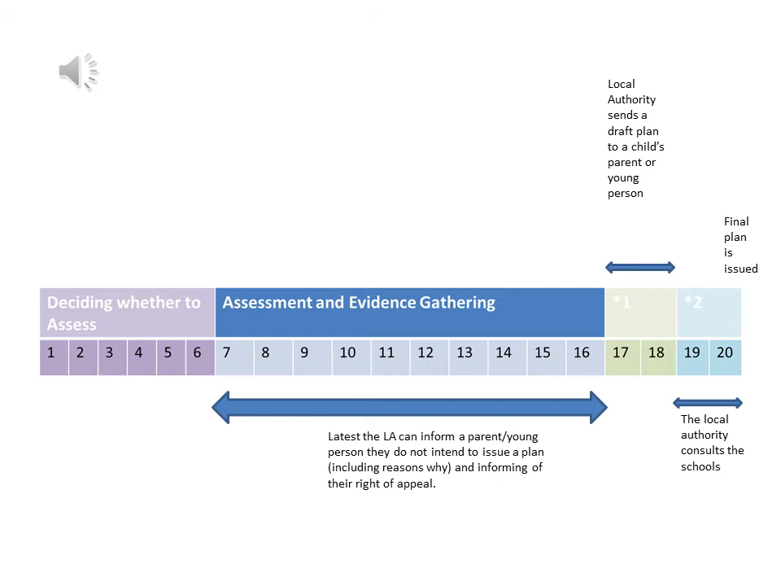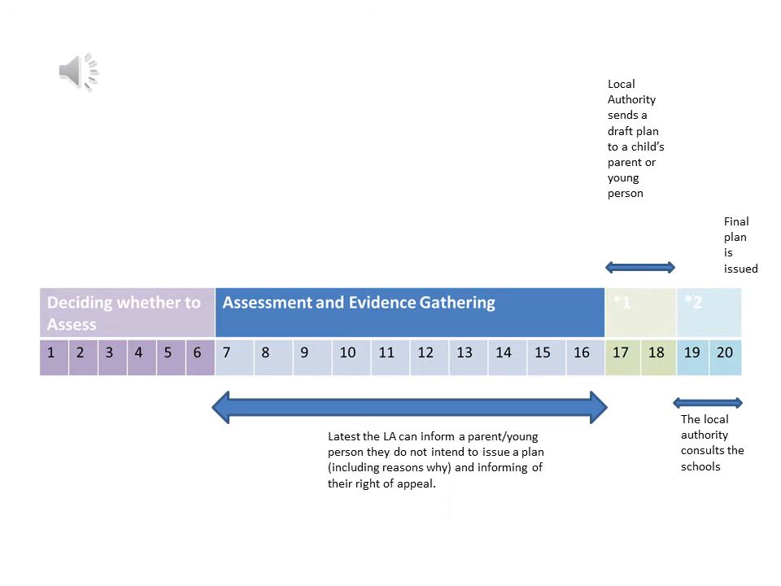Sometimes the local authority will decide that your child has special educational needs that can be met through SEN support. If this is the case, the local authority must tell you of its decision within 16 weeks of receiving a request for an EHC needs assessment. The local authority must also tell you about your right of appeal.